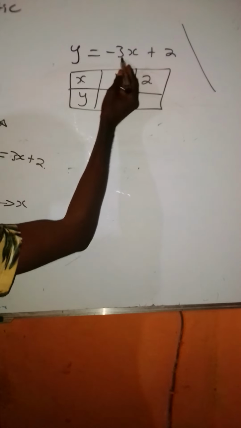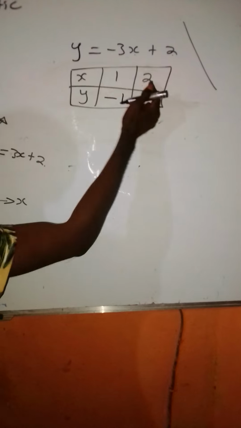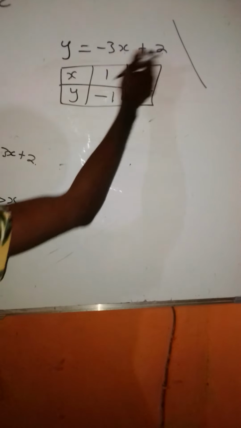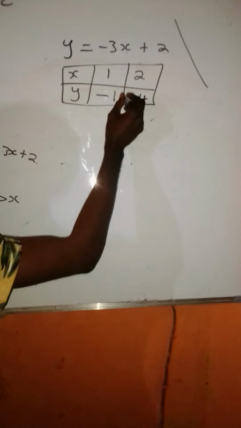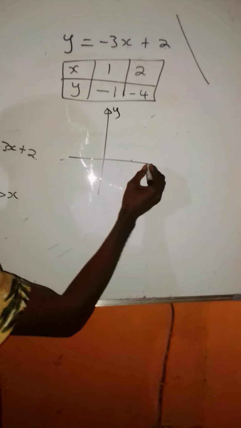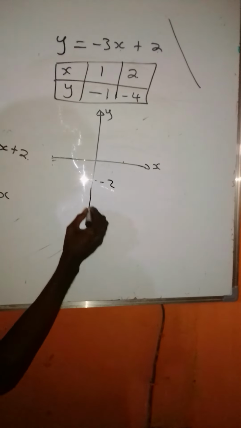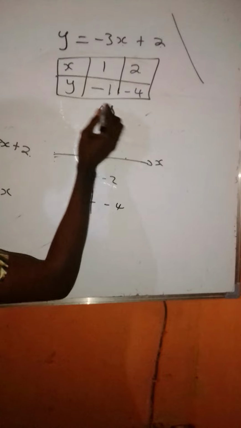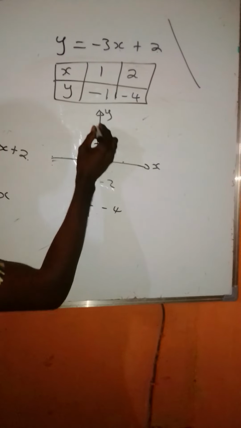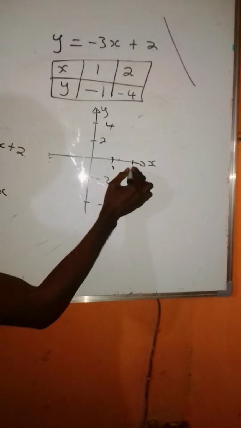Now, let's find the corresponding values of y. When x is 1, minus 3 times 1 is minus 3, plus 2 gives us negative 1. When x is 2, minus 3 times 2 is minus 6, plus 2 is negative 4. So these are the values. Now, if we plot this graph, we have y and we have our x, so the highest value of y is 2, let's say negative 2, and we have our negative 4, and here is 2, here is 4 according to the values, and x takes the shape of 1, and here is 2.